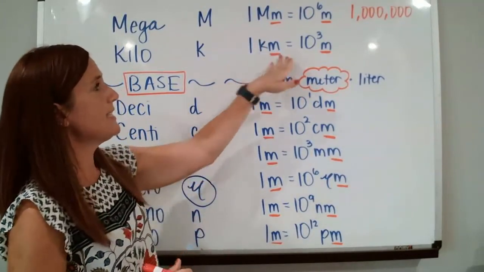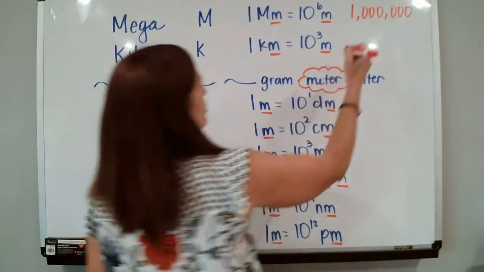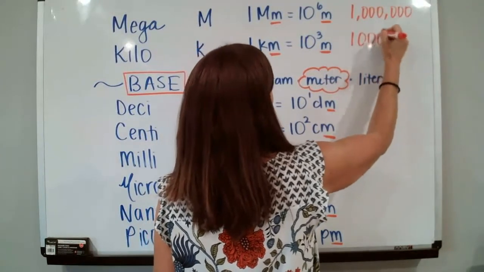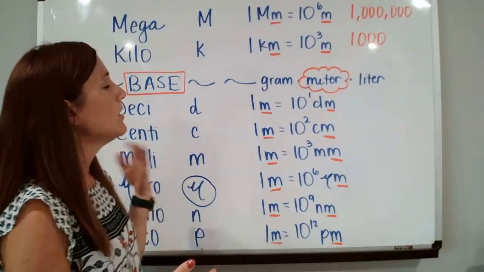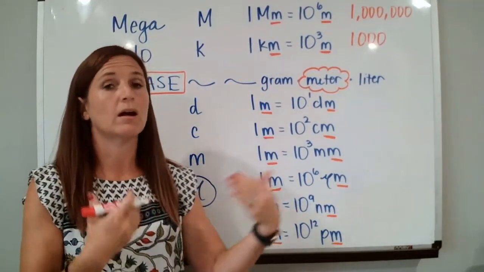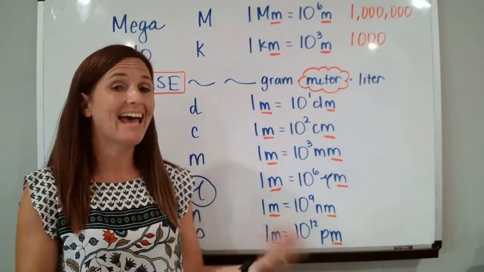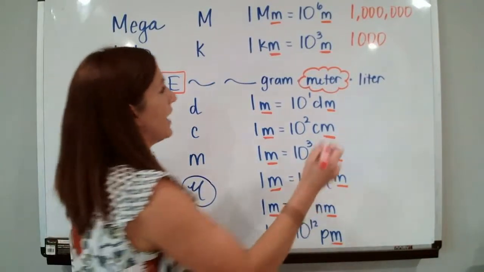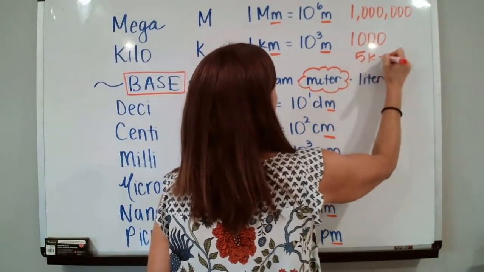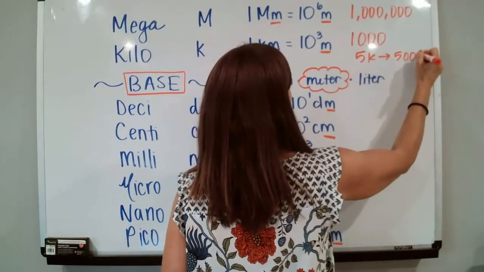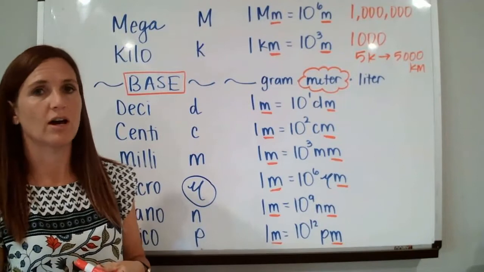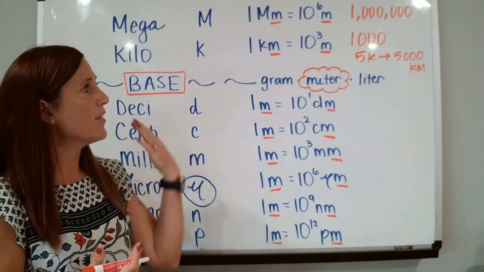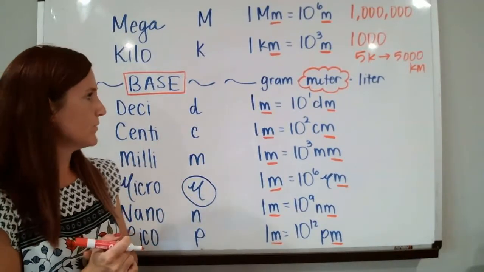Kilometer is 10 to the 3 meters. So this is a 1 with 3 zeros after it, or 1,000. So a kilometer, if you go running and you run a 5K or a 10K, if you go run a 5K, that is 5 kilometers that you have just run. So 1,000 is our kilo.